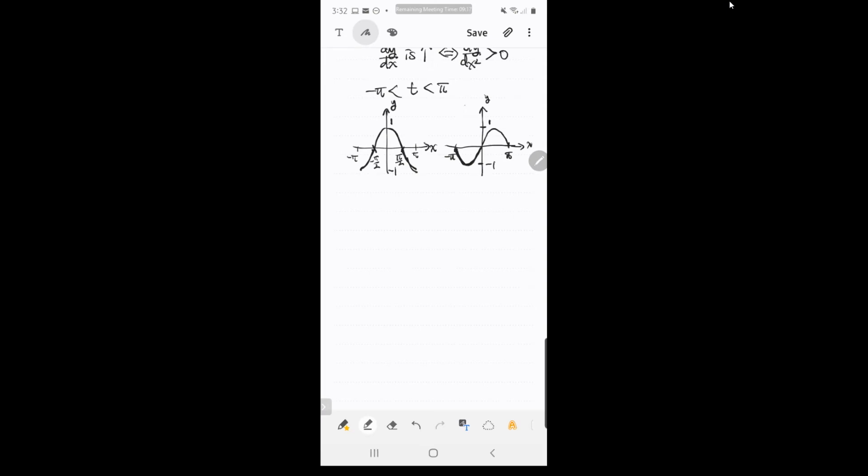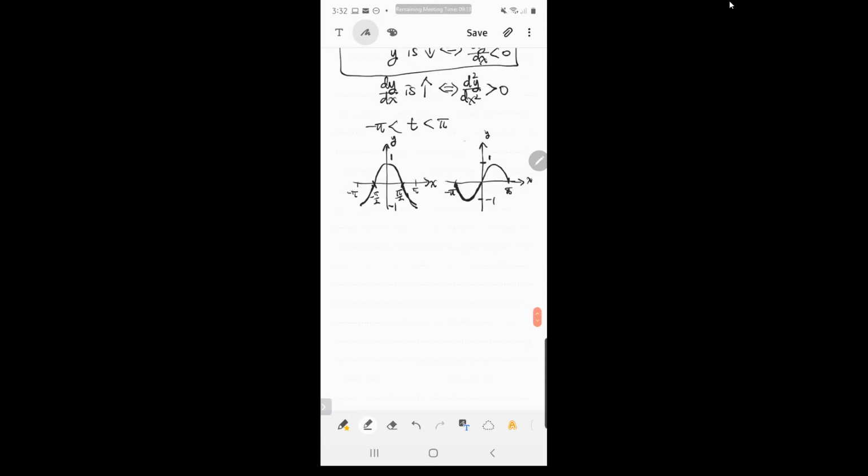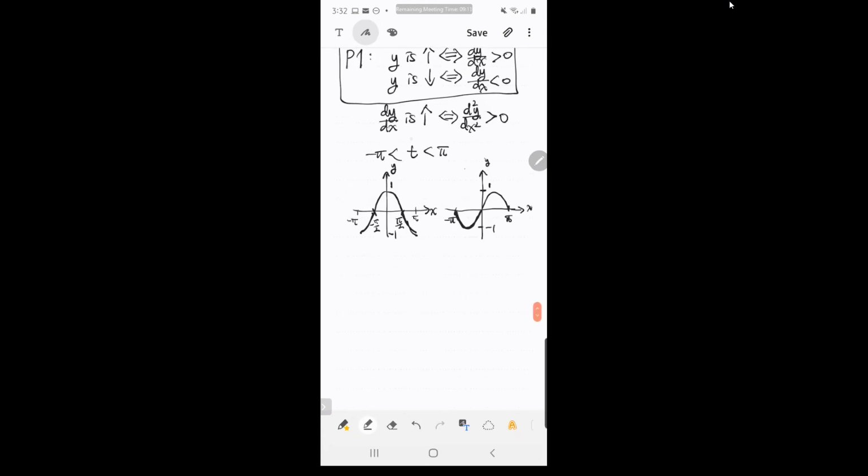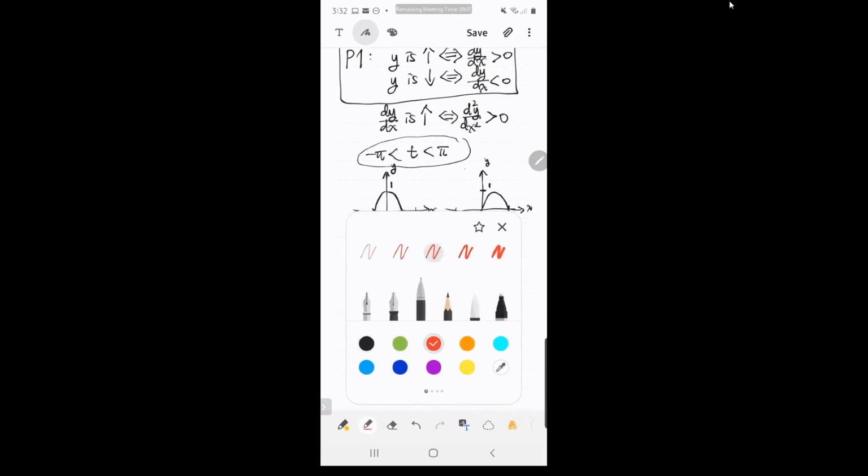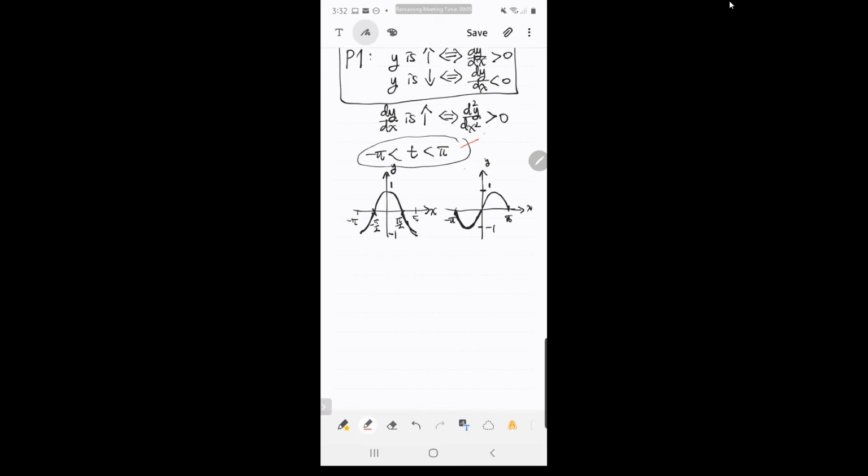When you want to argue for this question, you need to split the given interval t, between negative pi to pi, into 2 parts. So how do you split it? You split this into when t is between negative pi to 0 and from 0 to pi. Okay, so you split into 2 parts. And now we can start arguing.